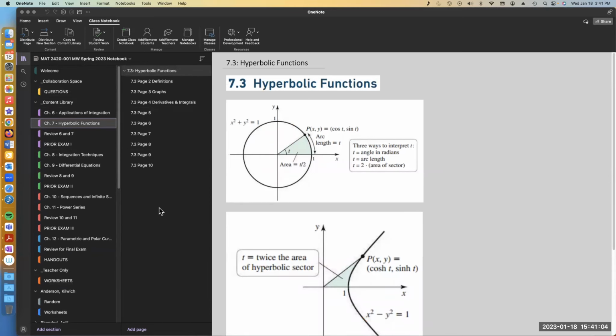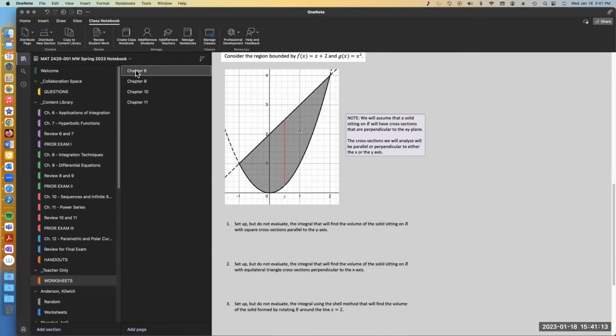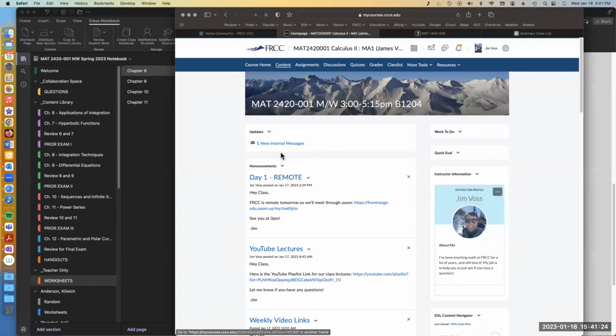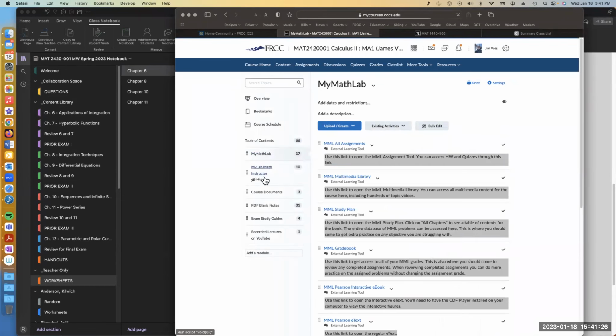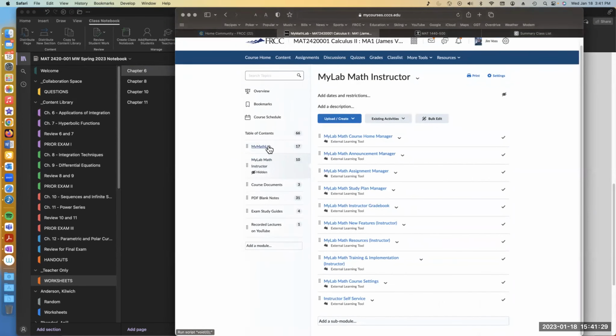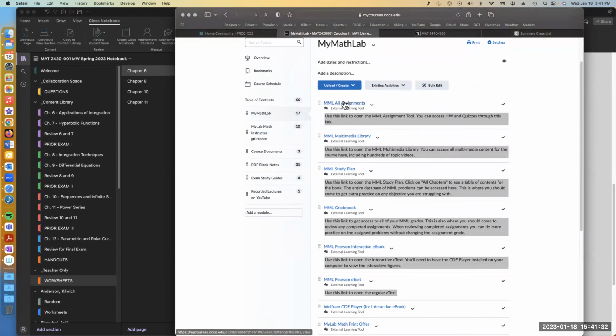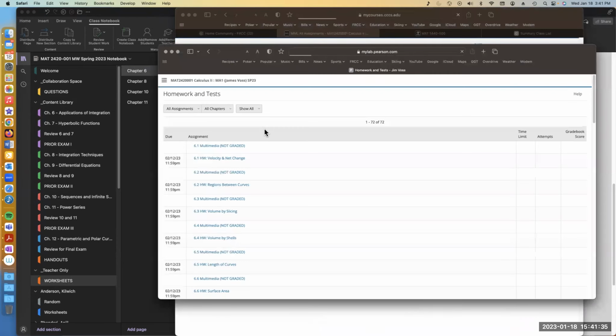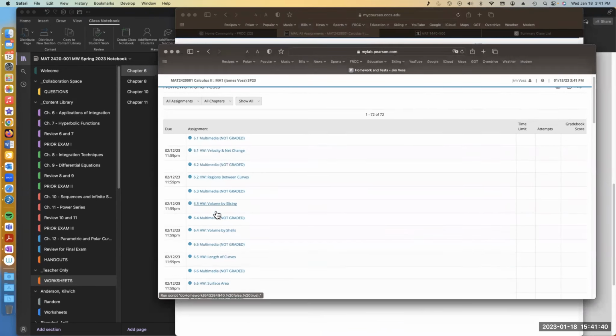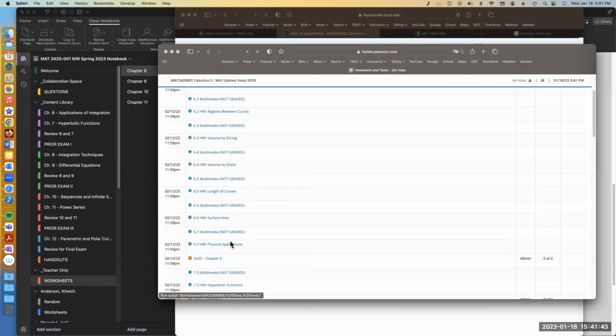One more question. Yeah, go for it. So there will be like 4 worksheets, including MyMathLab homeworks, right? For chapter 6, you're going to have 1 worksheet. And if you come over to MyMathLab and click on assignments, you'll see the assignment for each section. There's a homework for section 6.1, 6.2, 6.3, 6.4, 6.5, 6.6, and 6.7.